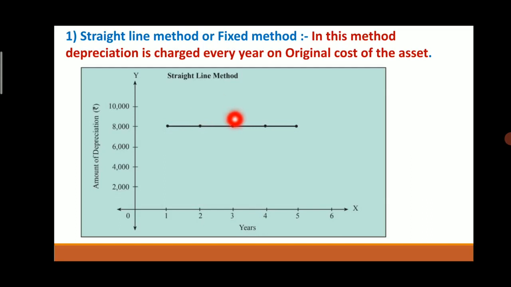Got it children? In the same way they are going to deduct 8,000 rupees for the next year and the next to next year. So it looks like a straight line. That's why this method is called the straight line method or fixed method.